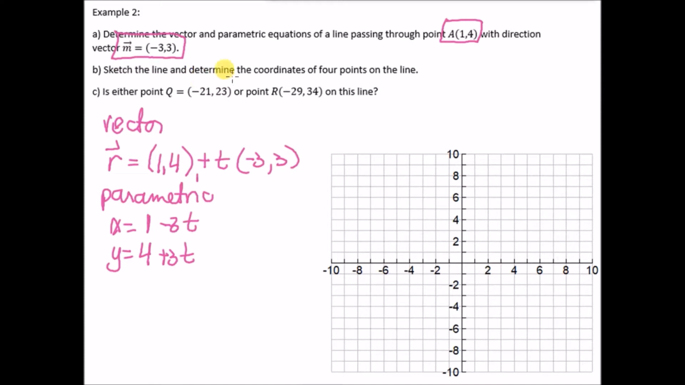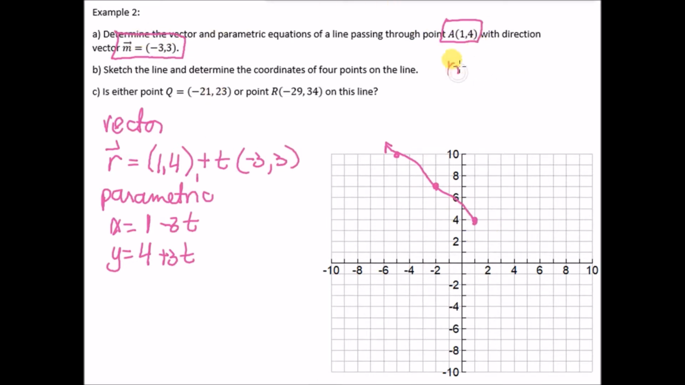Now we're going to sketch the line and determine the coordinates of 4 points on the line. So I can start at the point (1, 4). (1, 4) is right here. And then what we're going to do is apply -3 in the x direction and 3 in the y direction. Then I'm going to be off my graph. So what I'm going to do is switch this.